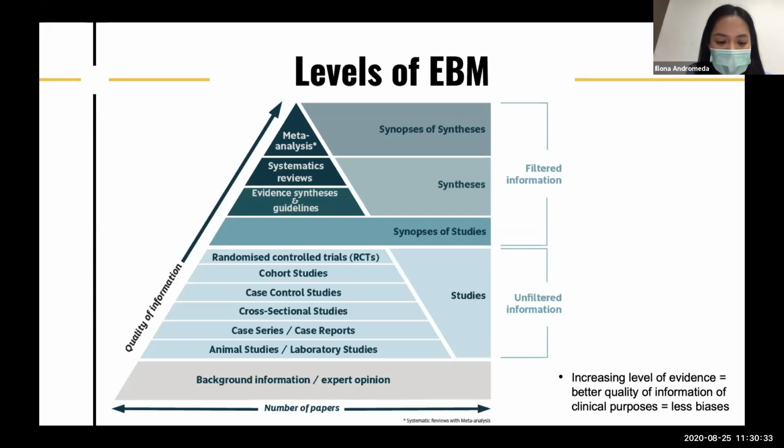So first we have expert opinion, and then it increases its information to randomized controlled studies, followed by case series, and then cross-sectional studies, case control studies, cohort studies, and randomized controlled trials. And then it gets also better information and more filtered information in evidence synthesis and guidelines, systematic reviews, and meta-analysis. So meta-analysis has the number one level in evidence-based medicine. So it is the best quality compared to the others.